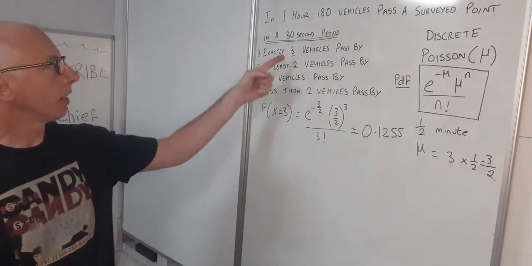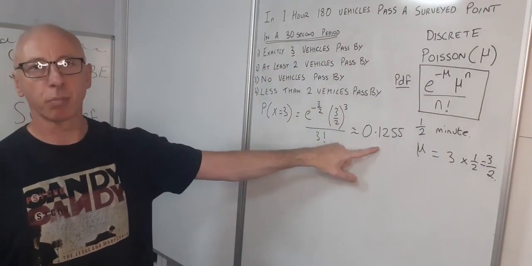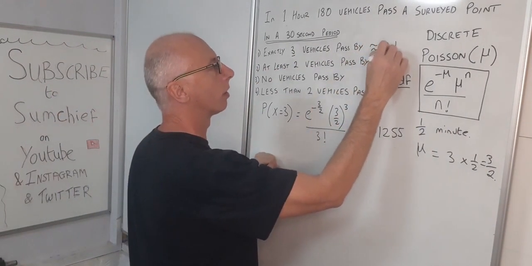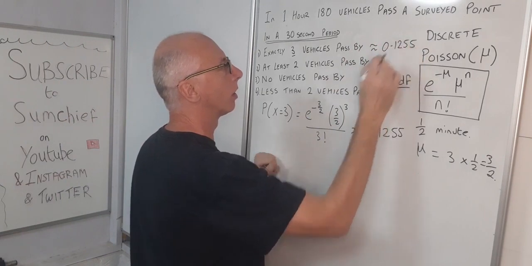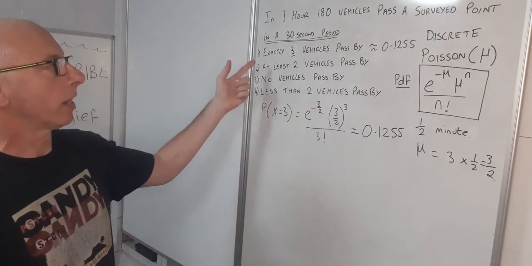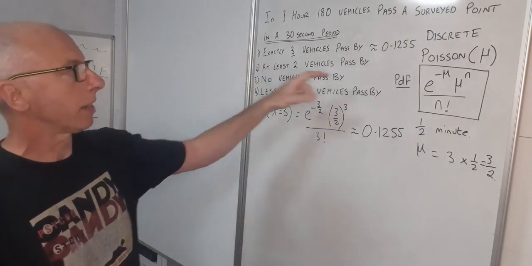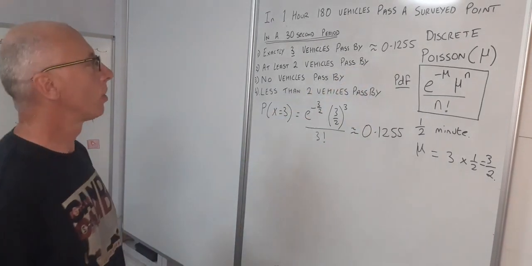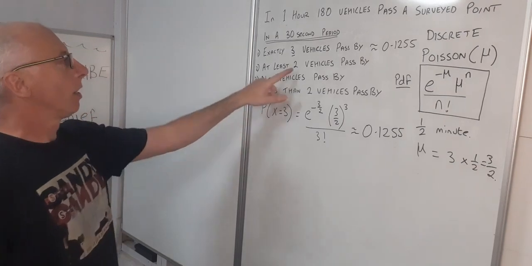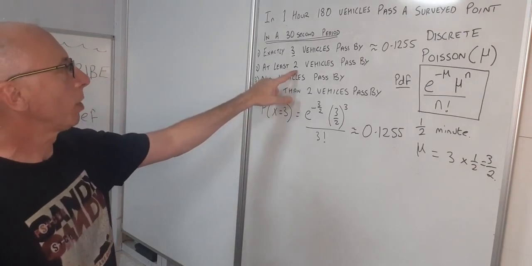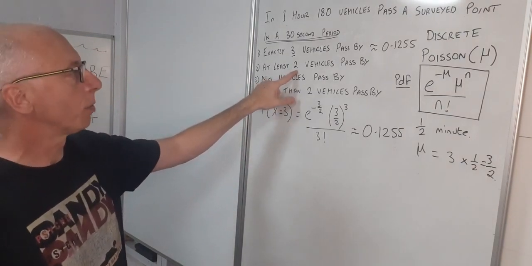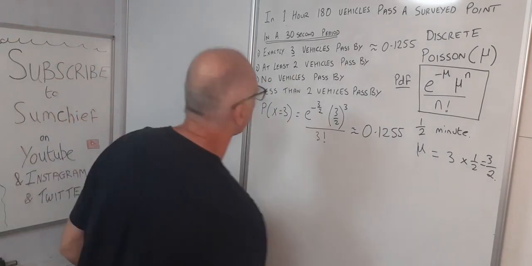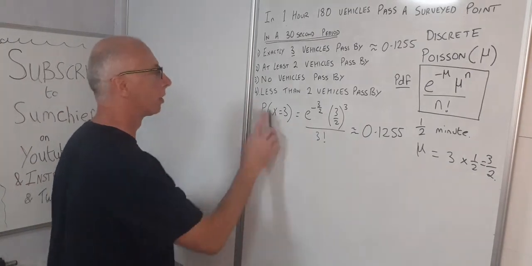So the probability of 3 vehicles passing by is approximately 0.125. So the probability of it not being 3 vehicles that pass by in that time is obviously 1 minus that. So that's our first solution. Next thing we want to know is, what's the probability at least 3 vehicles pass by? So let's work out that one next. So let's rub this off the board and then go to question 2.